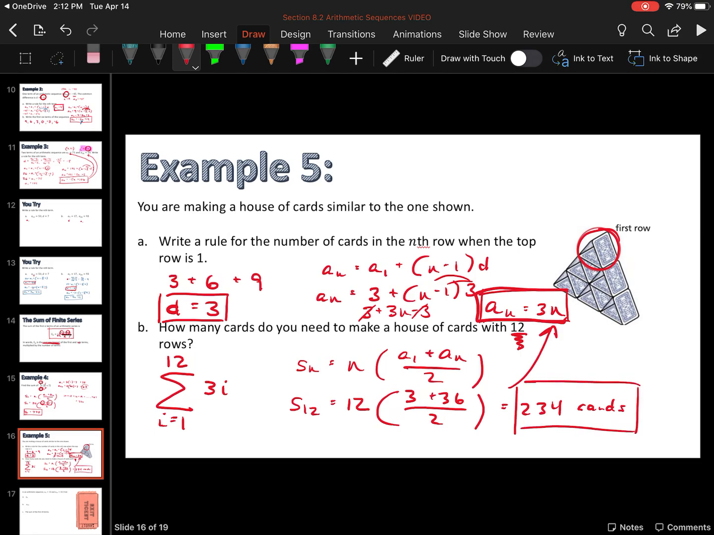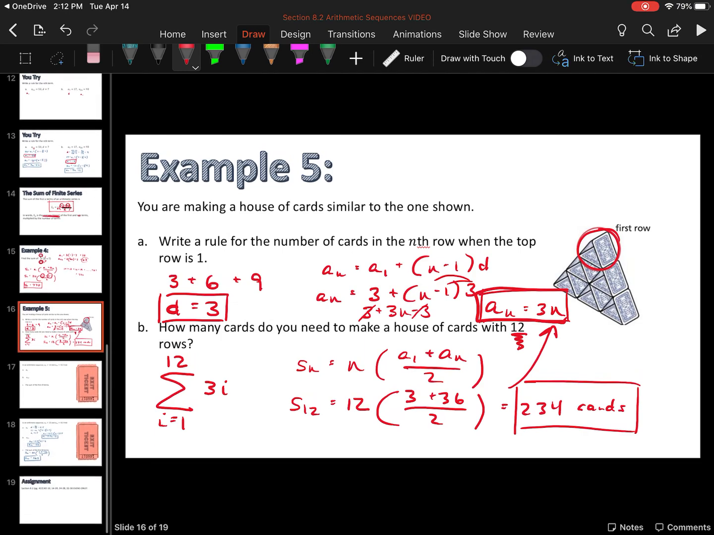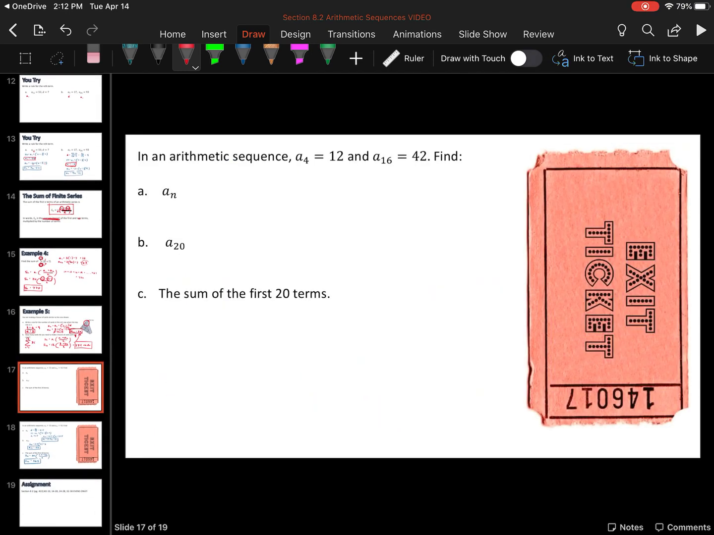So 3 in the first, 3 more, or 6 in the second, 9 in the third. Keep adding them up, adding them up, until you get to the 12th row, and you should get 234. From here, one more thing, your exit ticket.